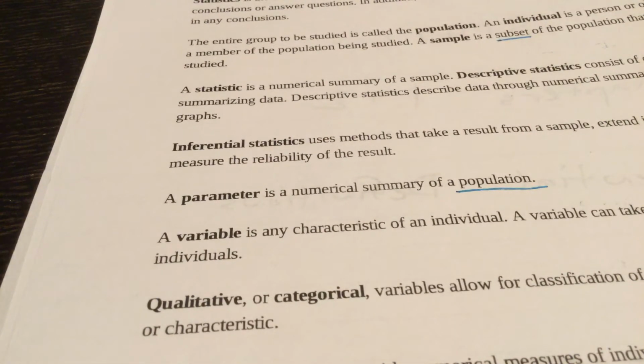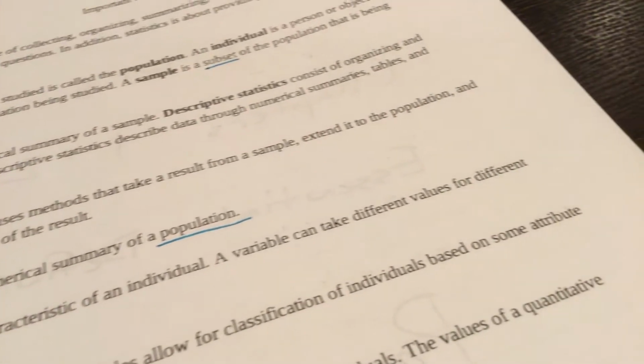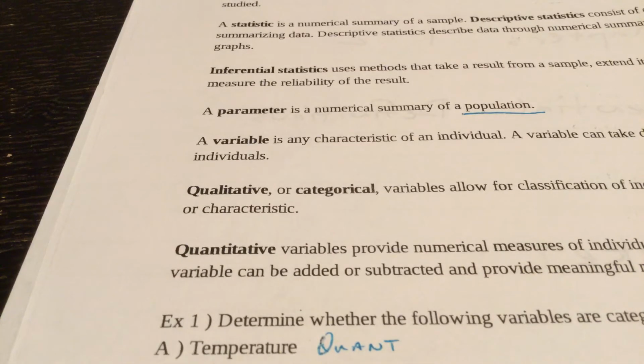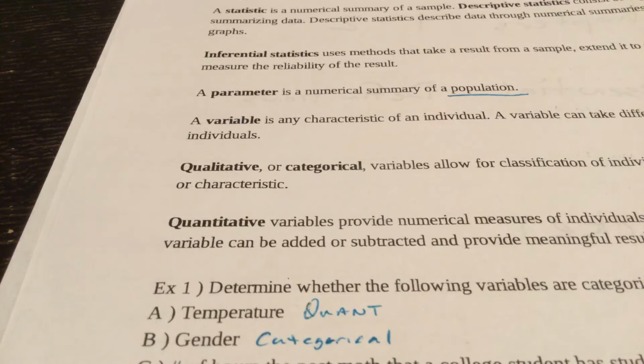Two different types of variables, qualitative or categorical. We'll probably use categorical in chapter 1 for us. Variables allow for classification of individuals based on some attribute or characteristic. All right, major, male, female, day of the week, month of the year type of thing. Anyway, a zip code is another one we'll talk about. You can't really do any math with it. Telephone number, or really area code.